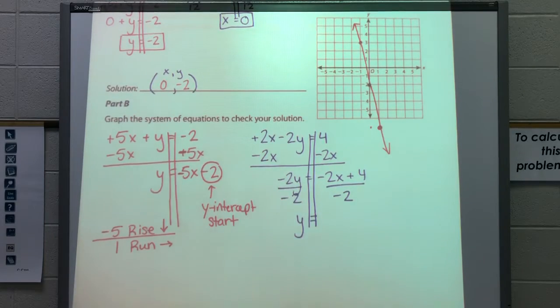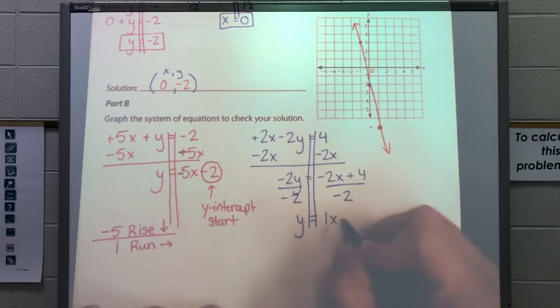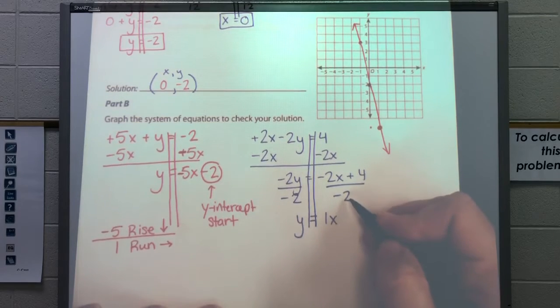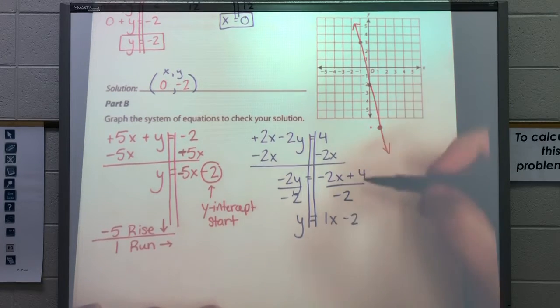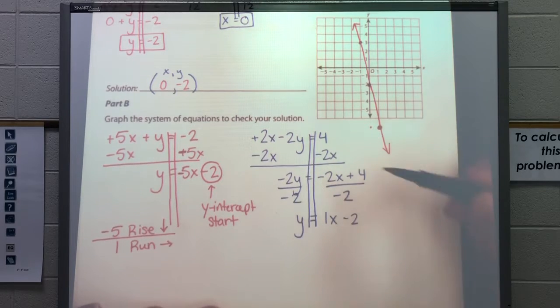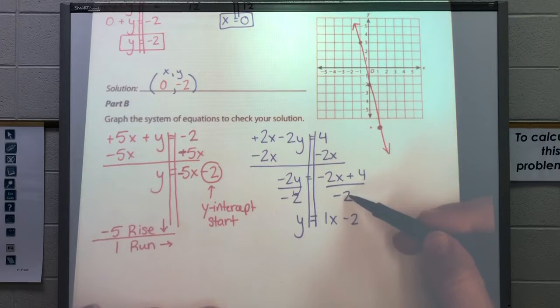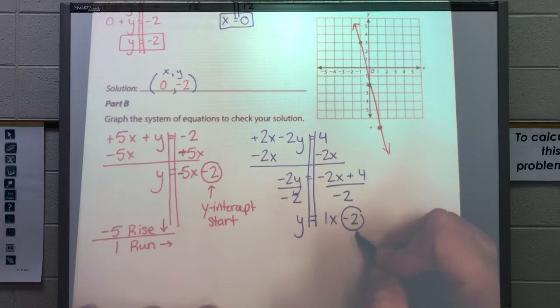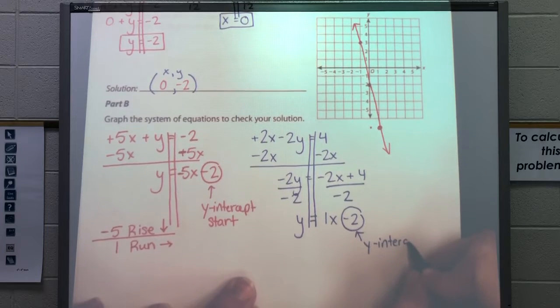And a negative is going to give me a positive 1x. Positive and a negative gives me a -2. So I'm thinking 2 divided by 2 is 1. Positive 4 divided by a -2 is a -2. That value there is my y-intercept. Again, that is where I start.